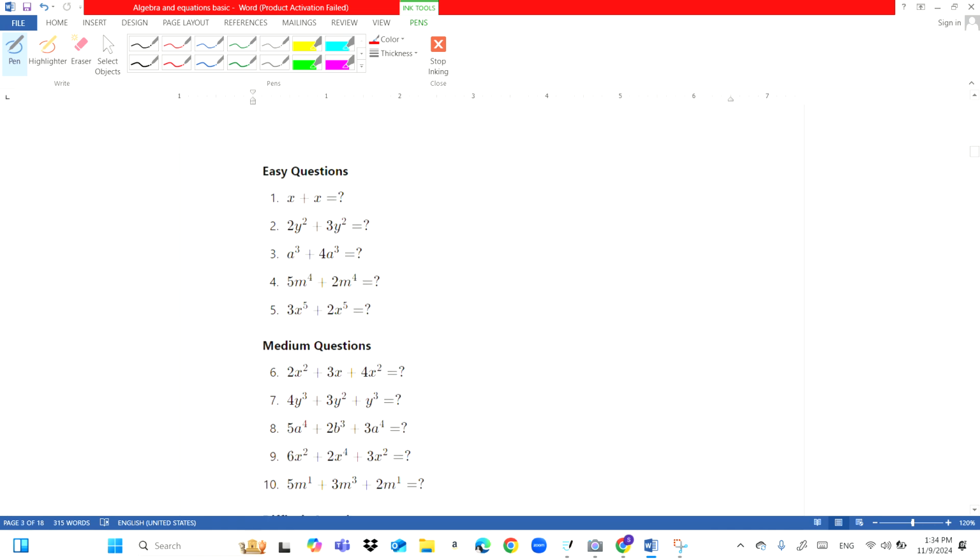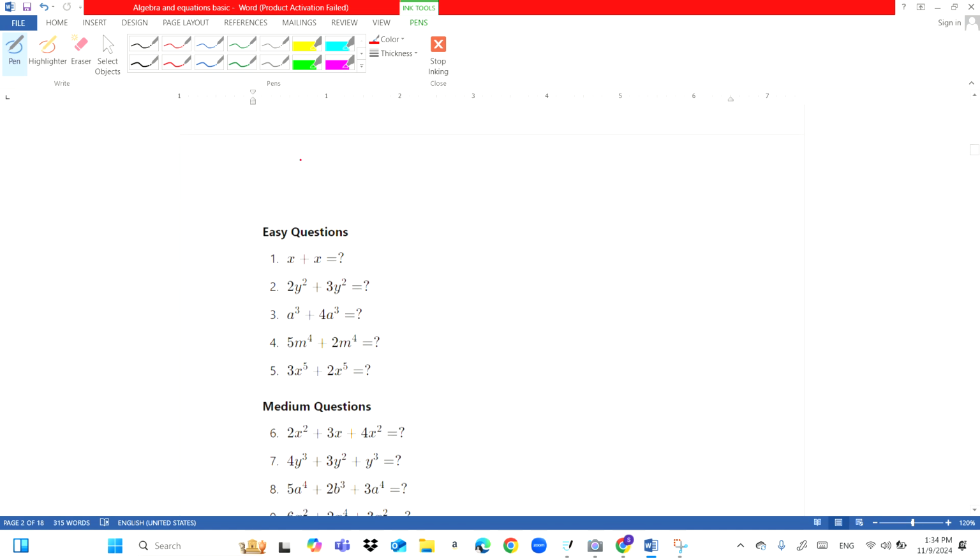Now we need to remember a very important rule, and that is in addition and subtraction of algebraic terms, the base and power need to be same. Now what do I mean by this? Only the algebraic terms having the same base and having the same power can be added or subtracted. Others we cannot add or subtract in algebra.